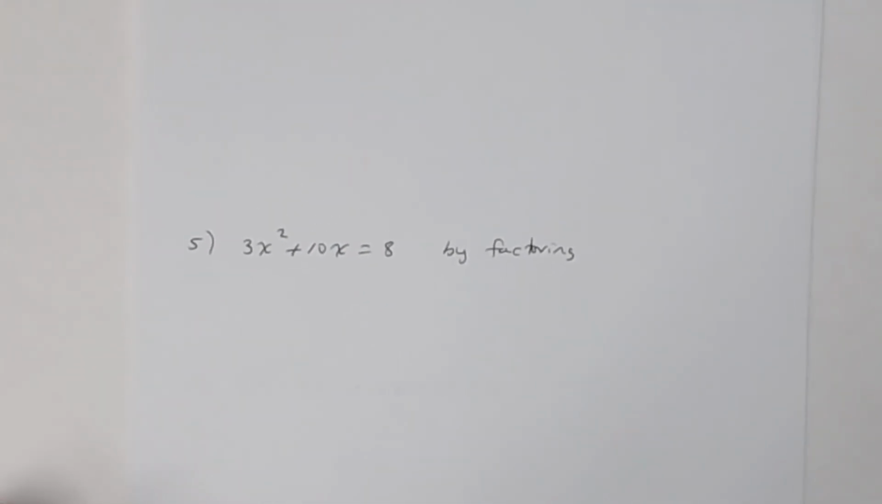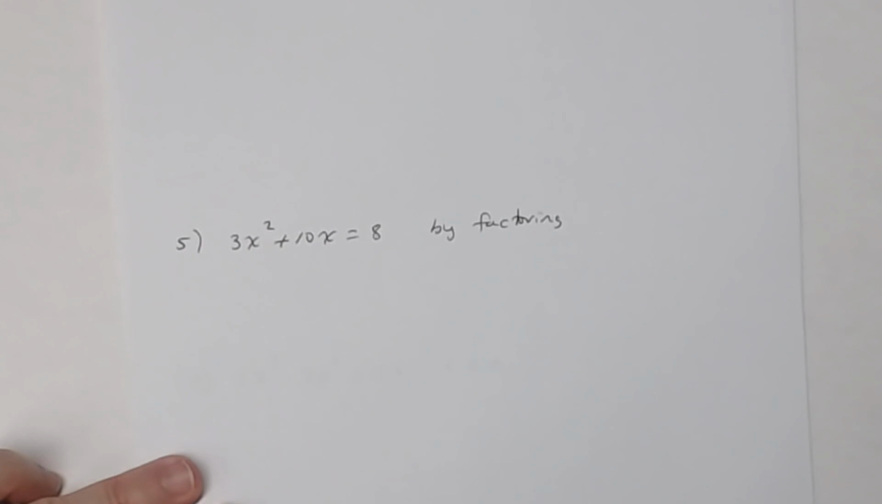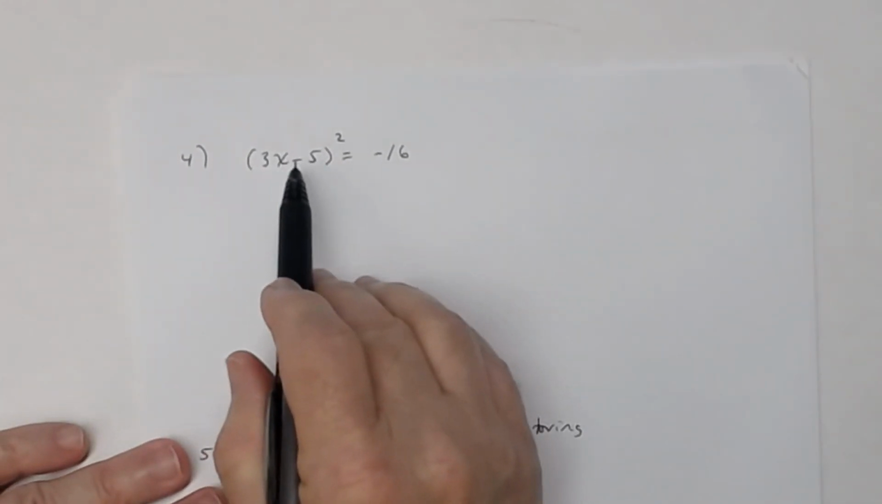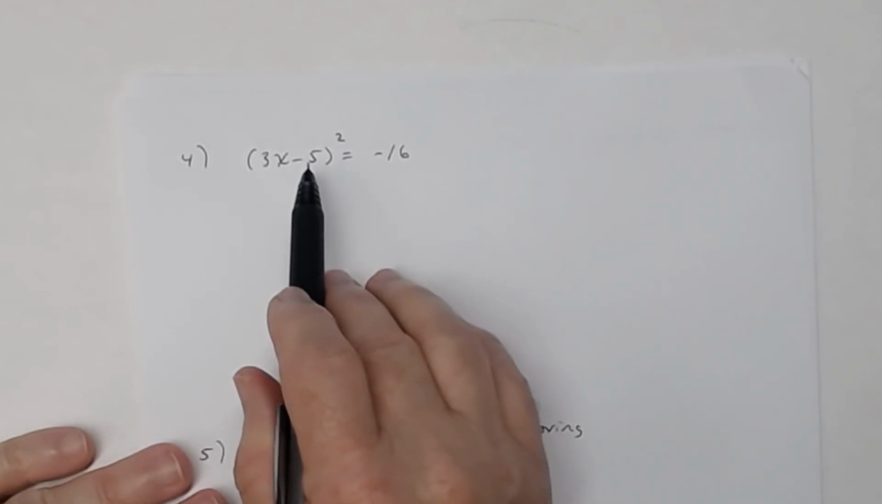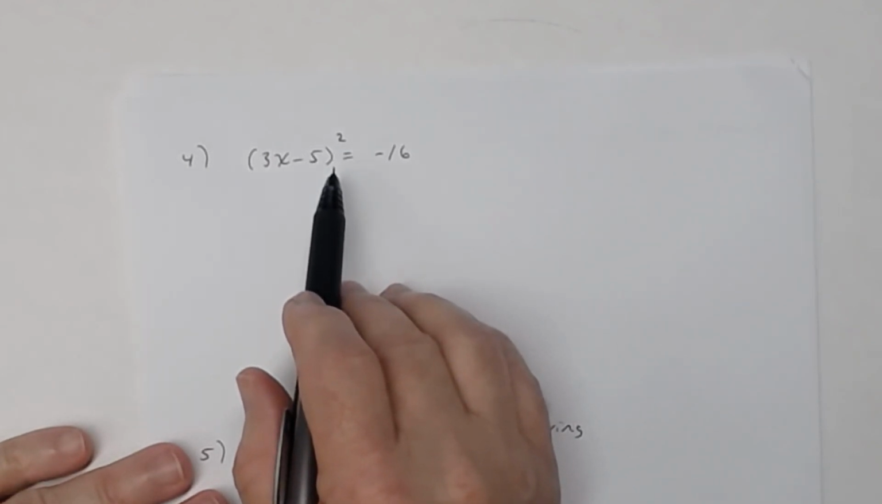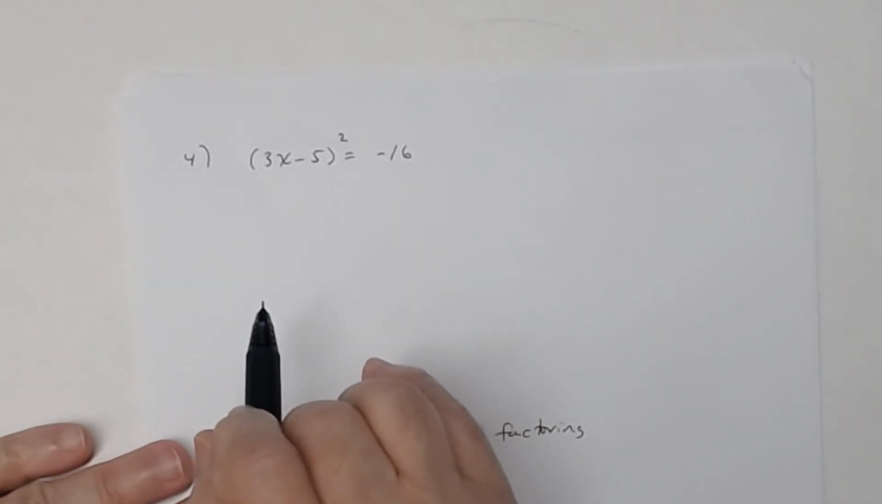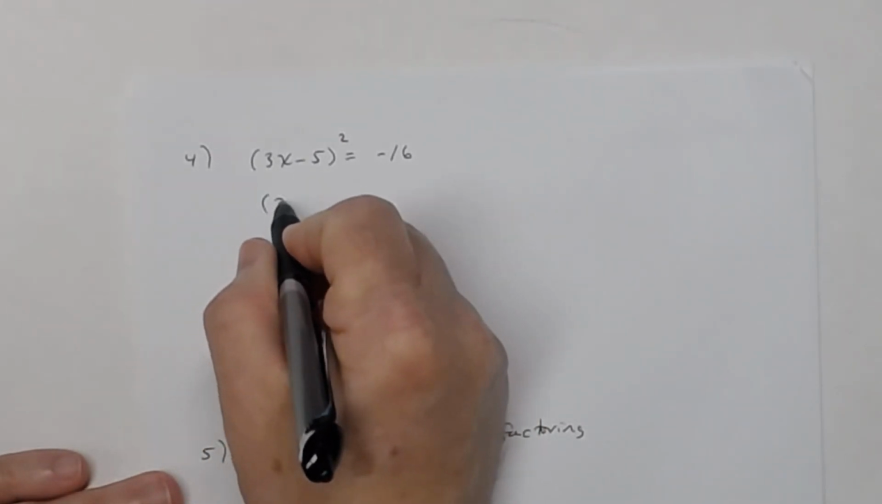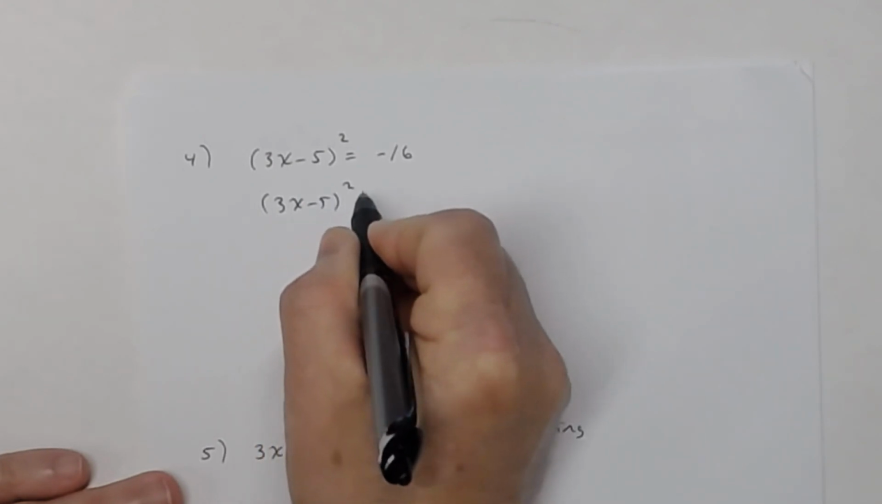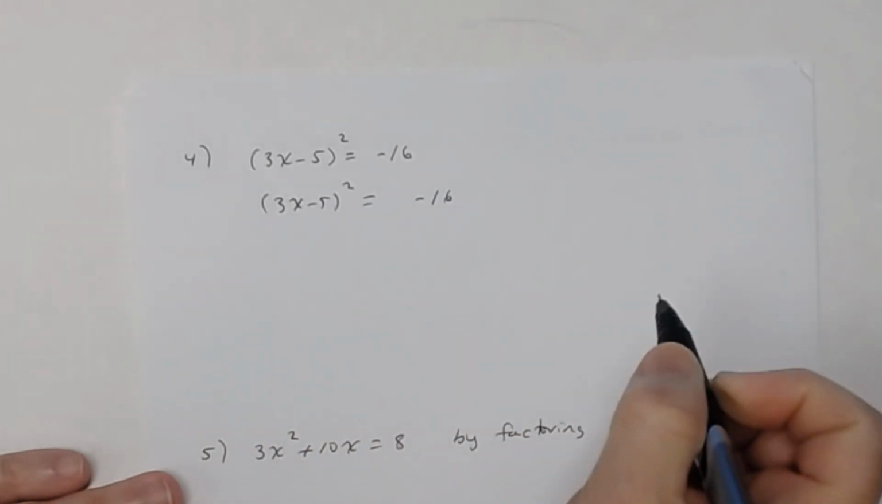Okay, number 4, we have this quadratic equation, and the directions said solve this quadratic equation by using the square root property. So you have to use the square root property. You have to follow directions. So I'm going to go ahead and rewrite this over. So I get 3x minus 5 squared equals a negative 16.